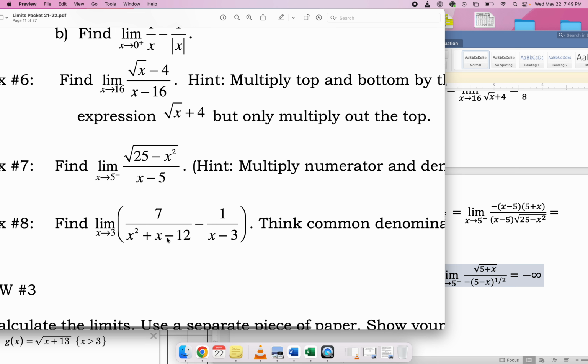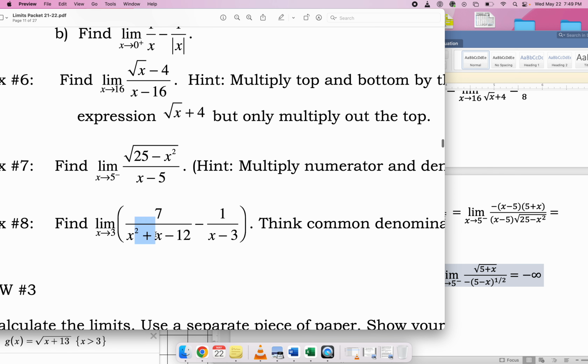Okay, and then finally, last but not least, number 8. If you plug in 3, I'm sure that you get some kind of nonsense. You get 7 over 0 minus 1 over 0. Now, what does that mean? That's like infinity minus infinity or something. Who knows what that is? That's an indeterminate form. Doesn't mean anything.